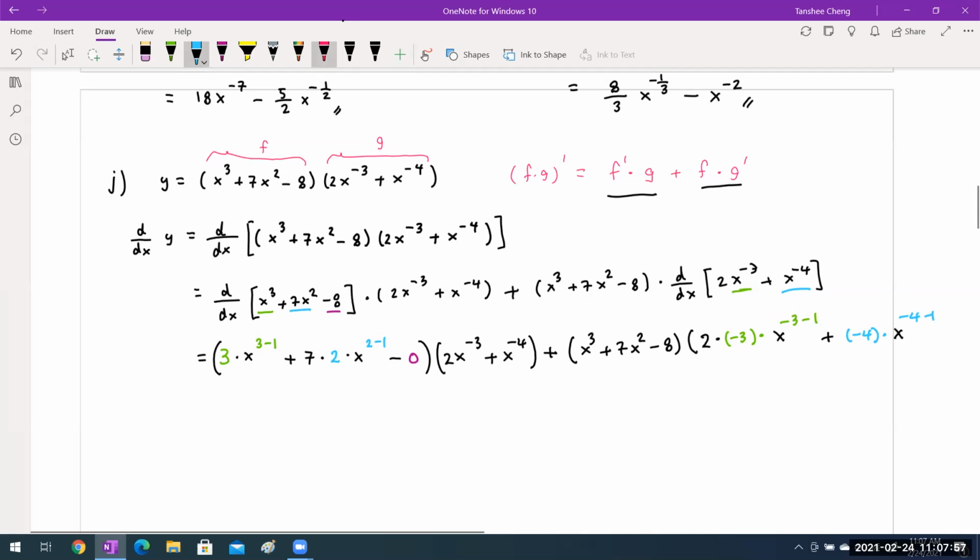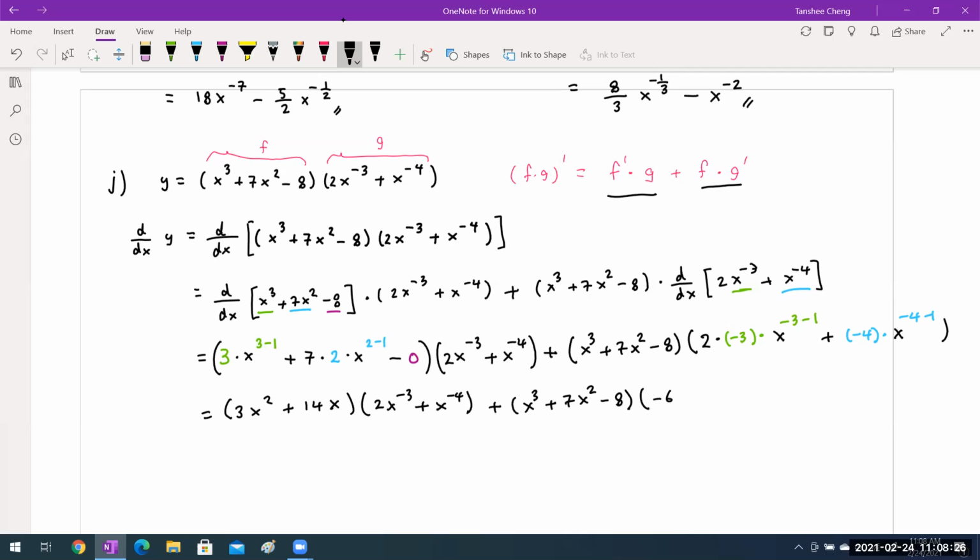So after this, what we're going to do is just simplify from now on. If you simplify this, this will become 3x to the second power plus 14x minus 0. I don't need to write it down anymore. Times 2x to the negative 3 plus x to the negative 4, plus x to the third plus 7x squared minus 8. Then multiplying out, negative 6x to the negative 4 power minus 4x to the negative 5 power.